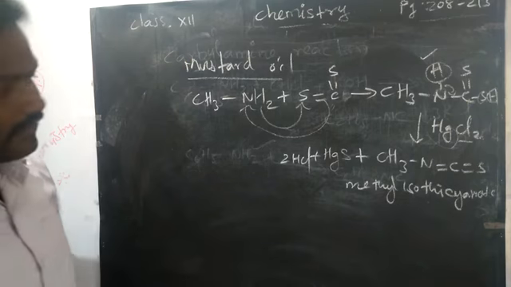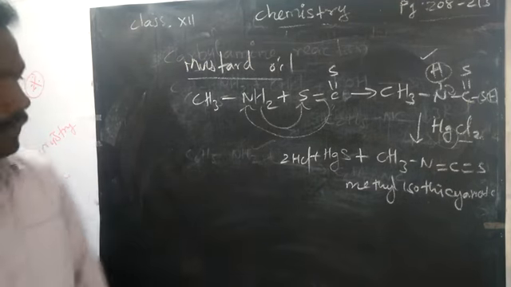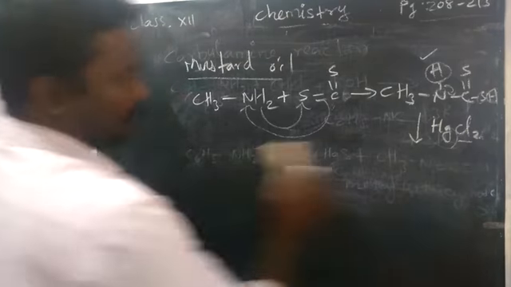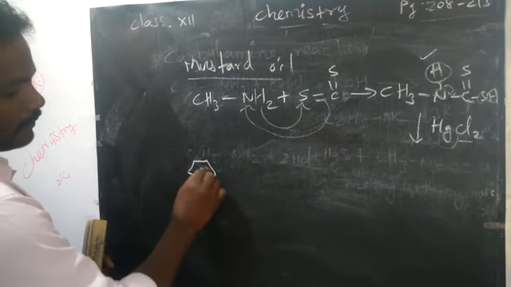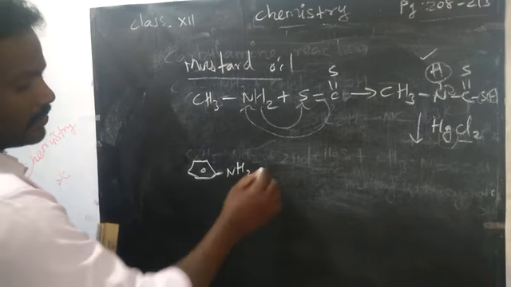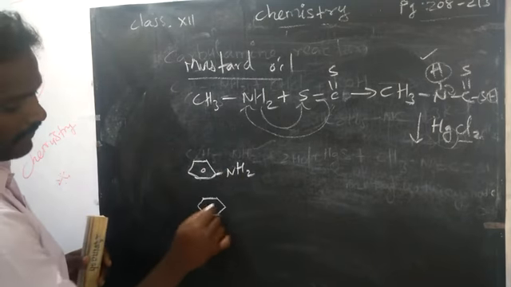Next we can use aniline, the same type of reaction. What type of product will you get? Listen. What is the molecular formula for aniline? Benzene ring with NH2. Here we have to take 2 moles of aniline.